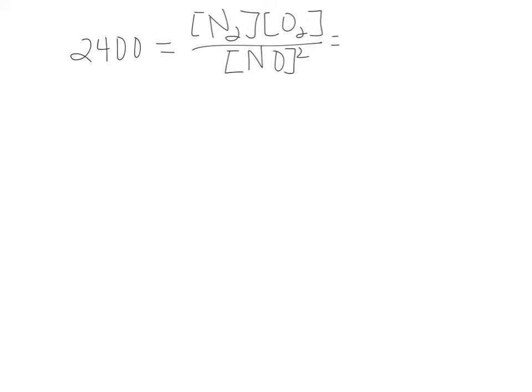So there's my equilibrium expression, and I changed 2.4 times 10 to the third to 2400. And now I'm going to substitute my values in for these things. So N2 is x, and O2 will be x, so that's going to end up being x squared, x times x. And in the denominator, I have 37.3 minus 2x, and that whole thing is squared.